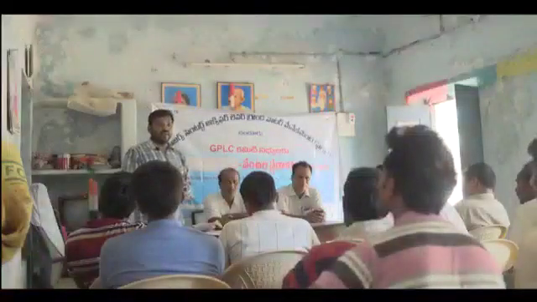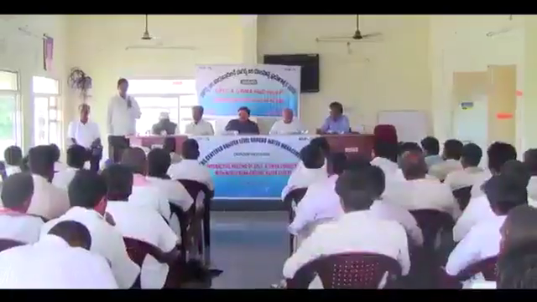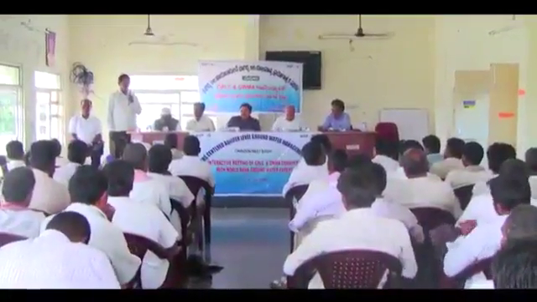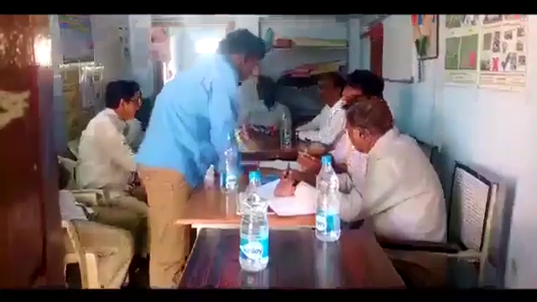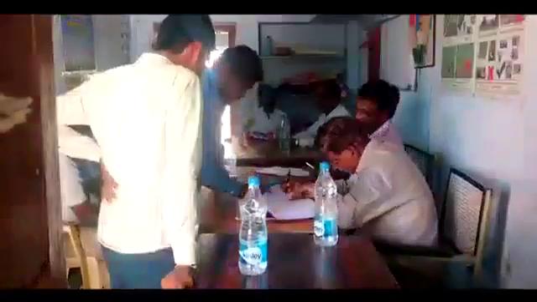The intensive campaign helped in the creation of 13 Gram Panchayat level committees, who in turn federated into an aquifer-level groundwater management body to be known as the Groundwater Management Association. The GWMA prepared its own bylaws with the help of the NGO and got registered under the Societies Act.